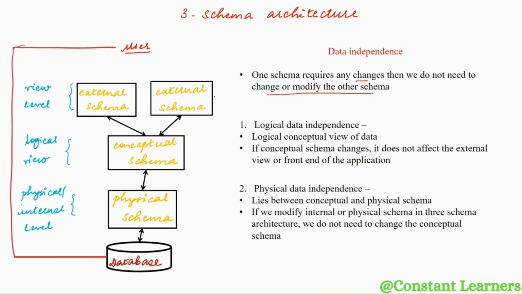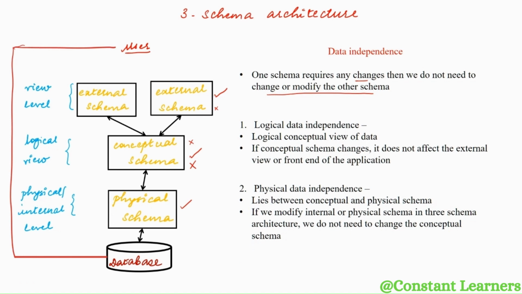That is, if I wish to change the external schema, I do not need to make any changes in the conceptual schema. Similarly, if I wish to change something in the conceptual schema, it is not necessary that I'll have to change the front end also. Or if I wish to change something in the physical schema, that is the location of the data or the files in which the data is being stored, we do not exactly need to change the conceptual schema. That is not required. So here, the concept of data independence means that if we are changing one schema or one level, we do not need to modify or change the other schemas. This is known as data independence, right?